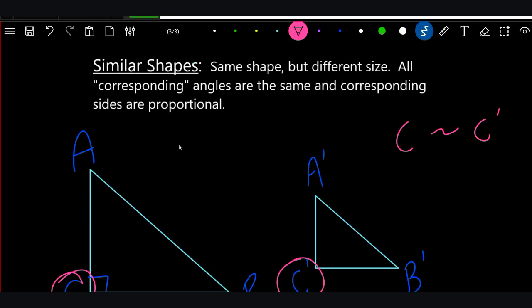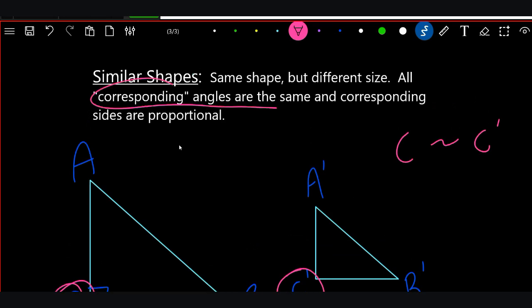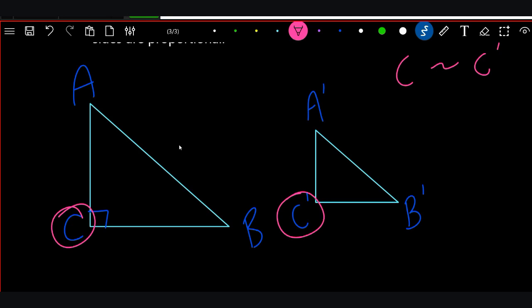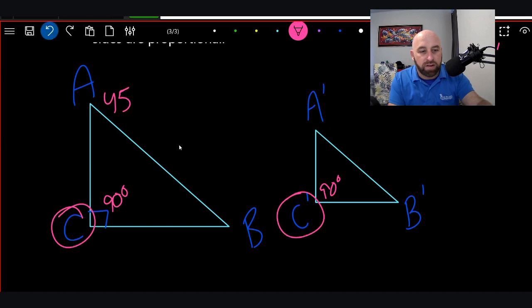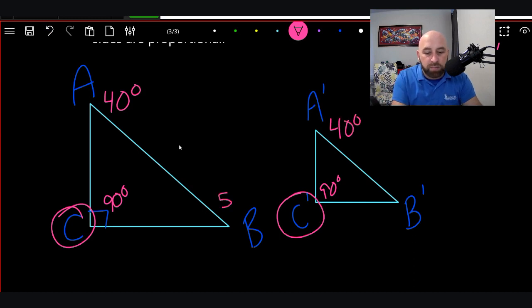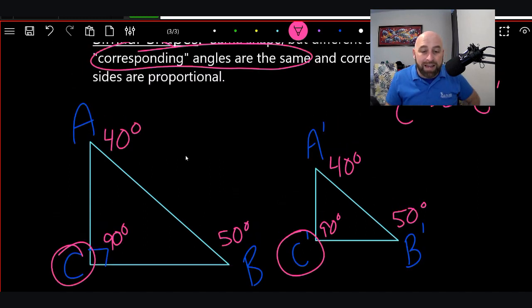Let's go back to our definition up here: all corresponding angles are the same. So in other words, if C is 90, then this C is 90. Let's say that A is 40. This A would be 40. And that would make this B 50, and this B would also be 50. All the corresponding angles are the same in similar shapes.